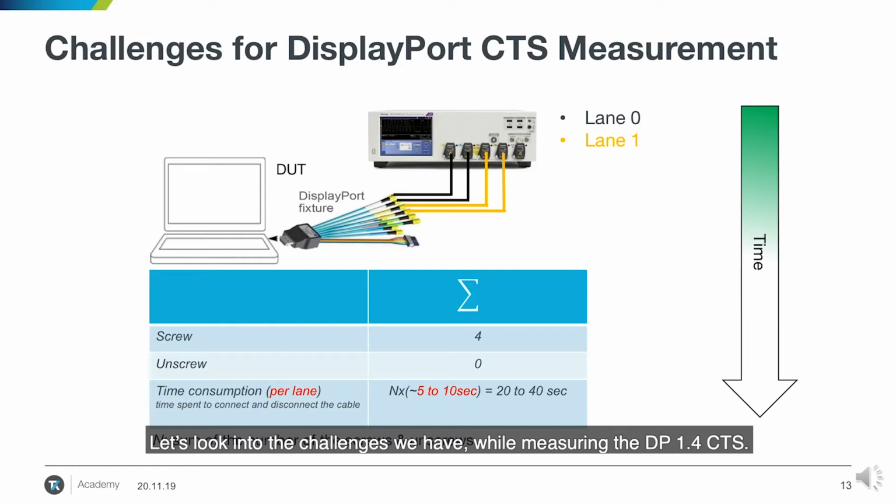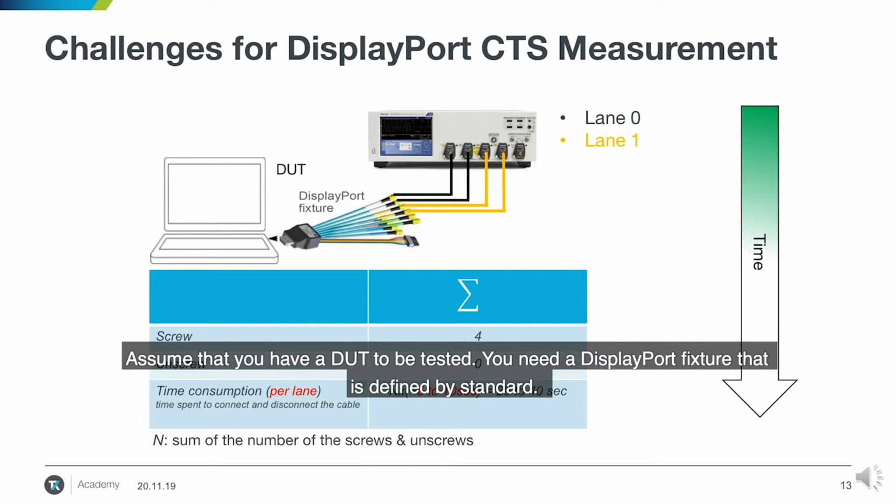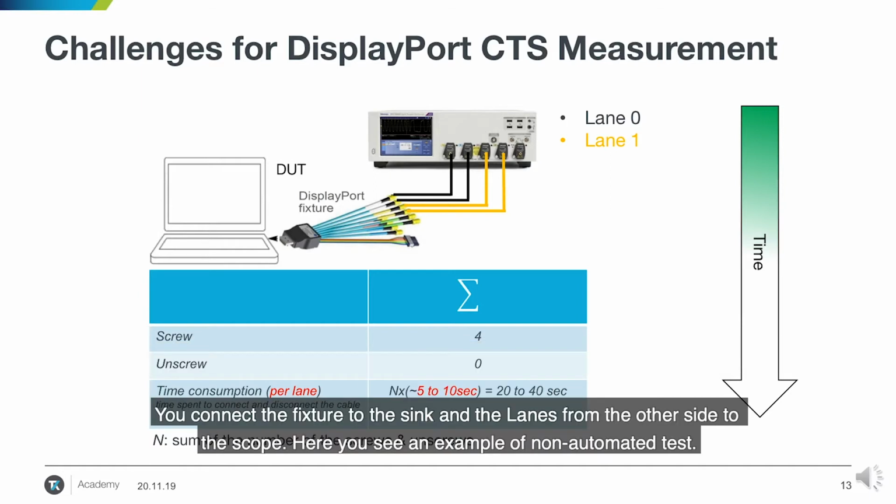Let's look into the challenges we have while measuring the DP 1.4 CTS. Assume that you have a DUT to be tested. You need a DisplayPort fixture that is defined by a standard. You connect the fixture to the sink and the lanes from the other side to the scope. Here you see an example of a non-automated test.